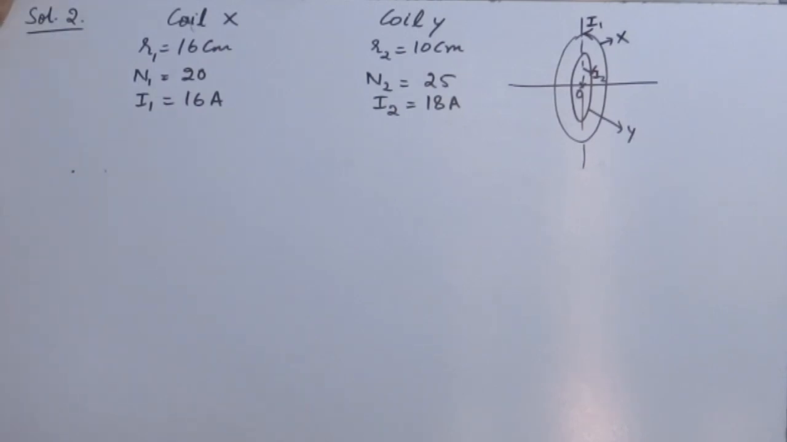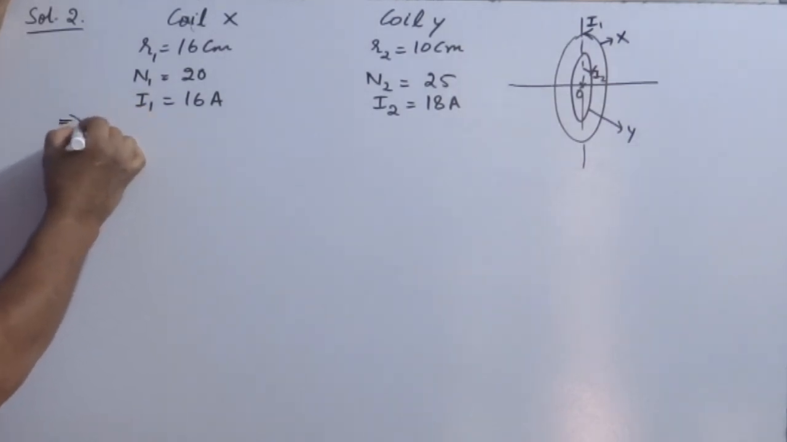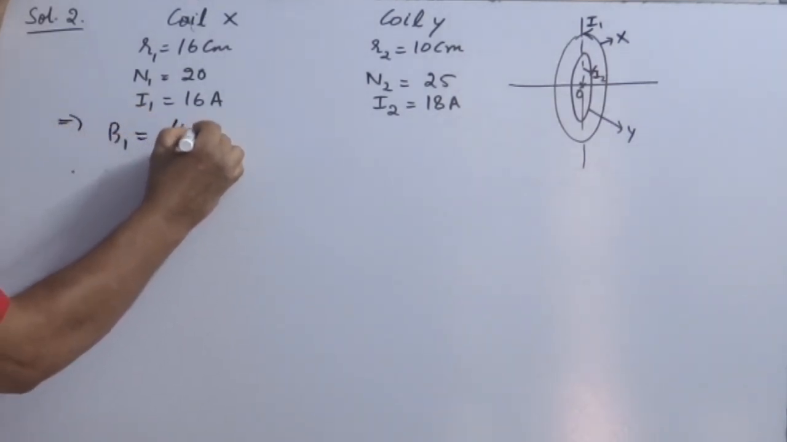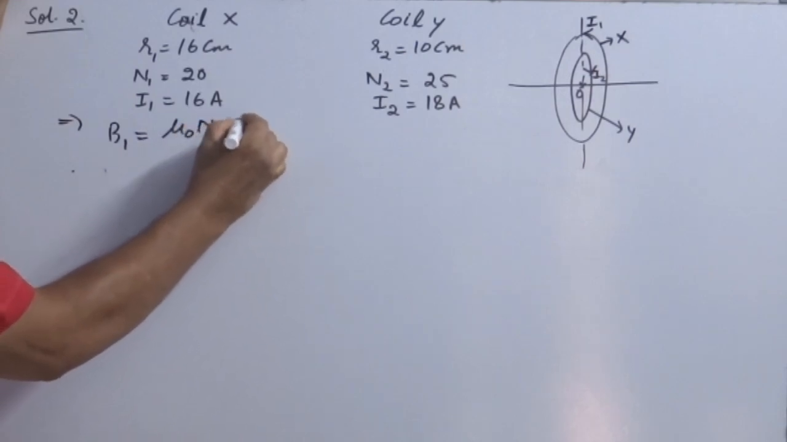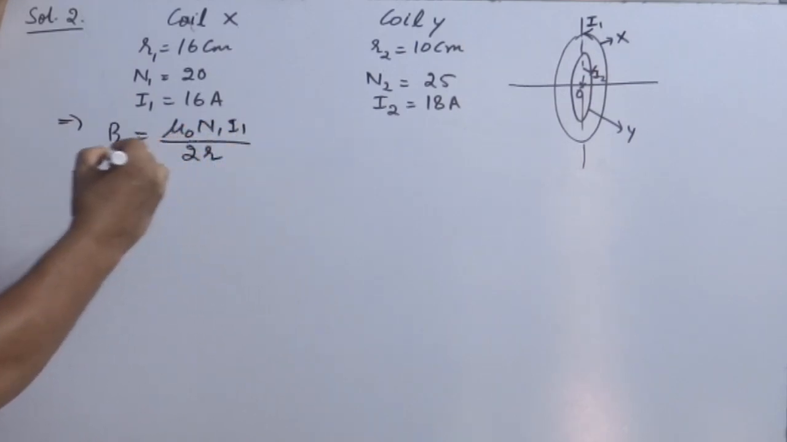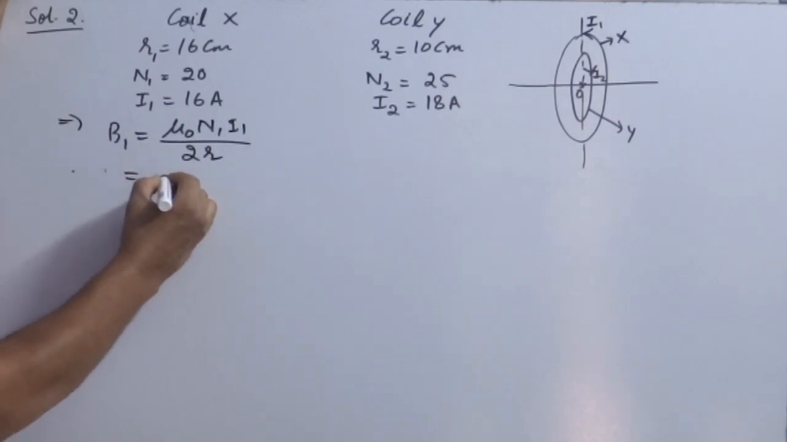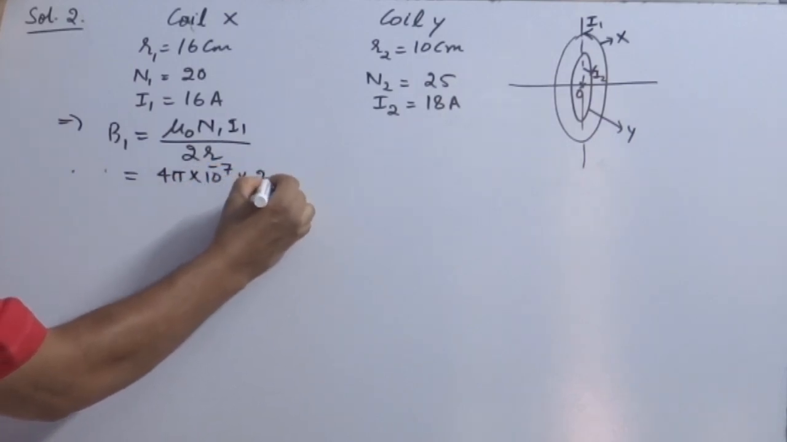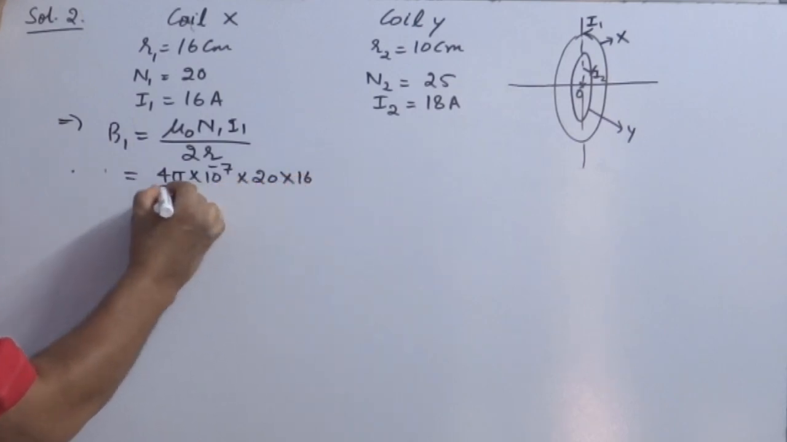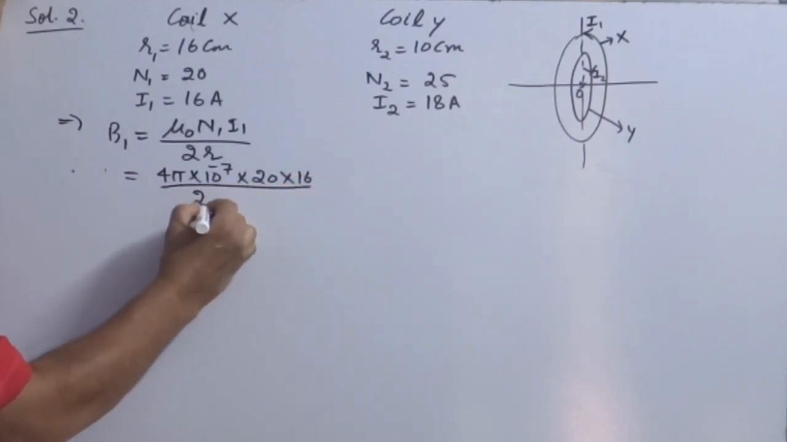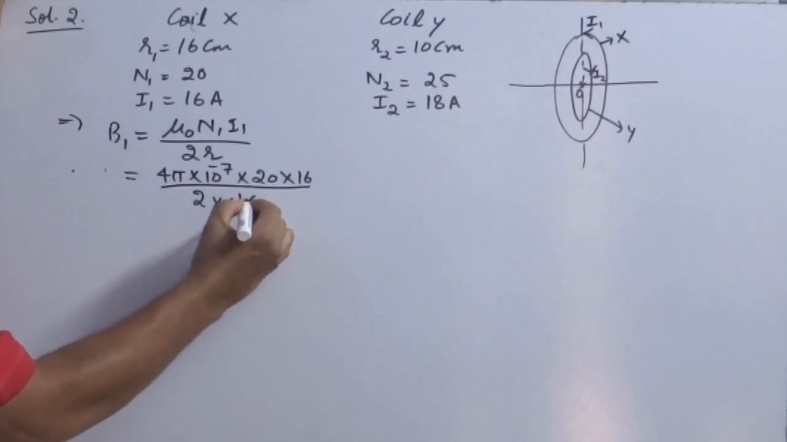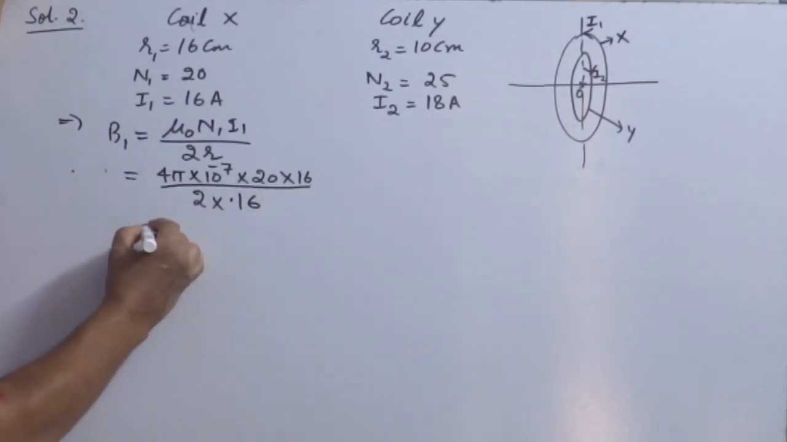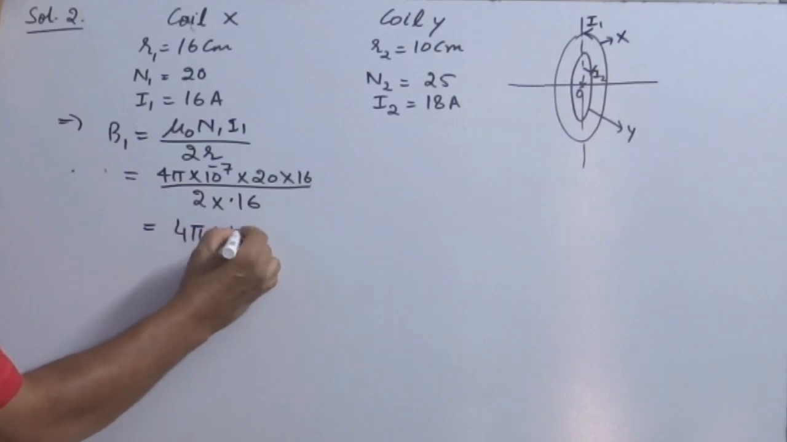O. Okay, so magnetic field due to this X, B1 is equal to mu naught N1 I1 over 2R. So when you put the value, 4 pi into 10 raised to the power minus 7, N1 is 20, I1 is 16 divided by 2 into 0.16, your answer comes out to be 4 pi into 10 raised to the power minus 7 Tesla.